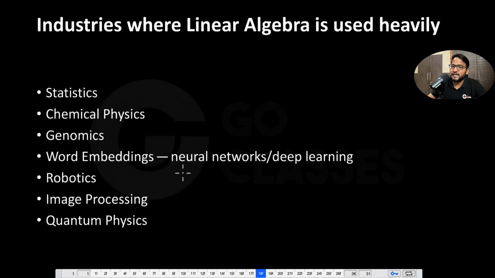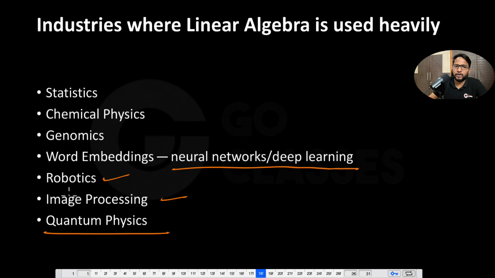Industries where linear algebra is used heavily include statistics, chemical physics, genomics, word embeddings that I just showed you, robotics, image processing, quantum physics, and so on, right? I mainly talked about word embeddings, neural networks, and deep learning, but it is used in many places: in quantum physics, in image processing, in robotics also. I cannot even name a particular industry where it is less used. It is heavily used everywhere.